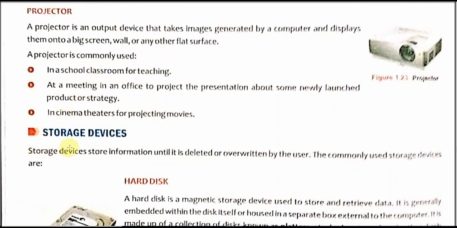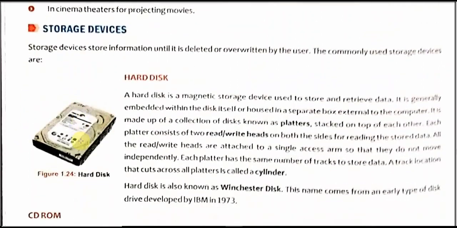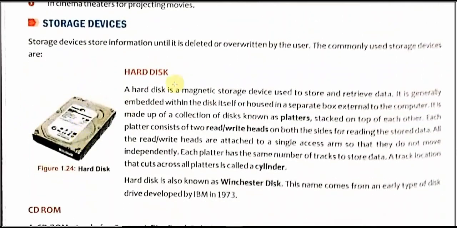Students, we will also check the storage devices. These are the most commonly used devices in the computer or mobile phone. First one is the hard disk. A hard disk is a magnetic storage device which is used to store and retrieve data. It is generally embedded within the computer itself or housed in a separate box.